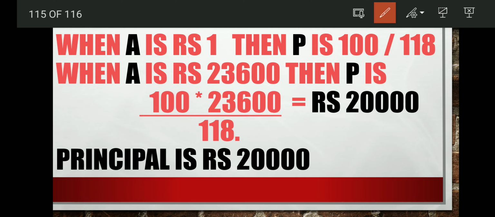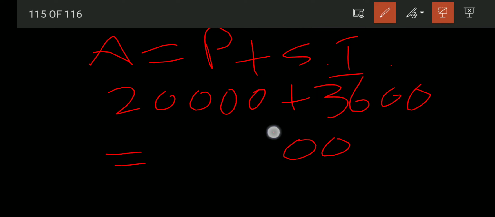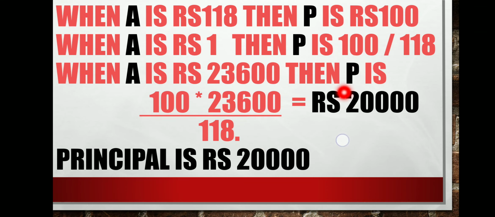Now we'll see what would be the amount. Amount is equal to principal plus SI. So we'll add 20,000 plus 3,600. What is it? 0, 0, 0, plus 6, 6, 0, plus 3, 3, 2. So what is it? 23,600. This 23,600 is given as the amount in your sum. So this principal which we calculated just now, 20,000, is correct. So this is how we are going to solve these sums. Today we did question number 3, 4, 5, 6 of exercise 16.2. Thank you, children.